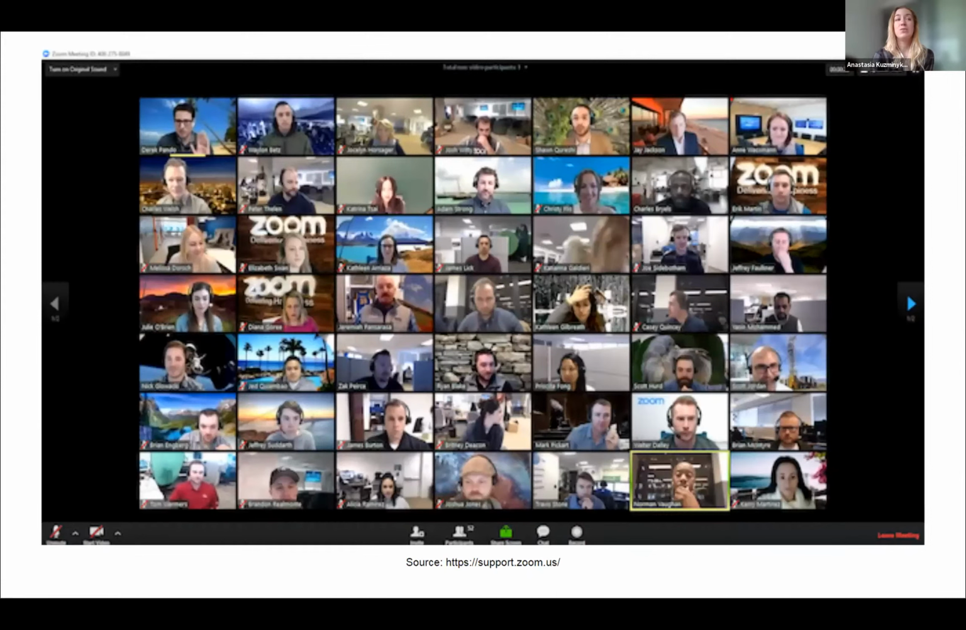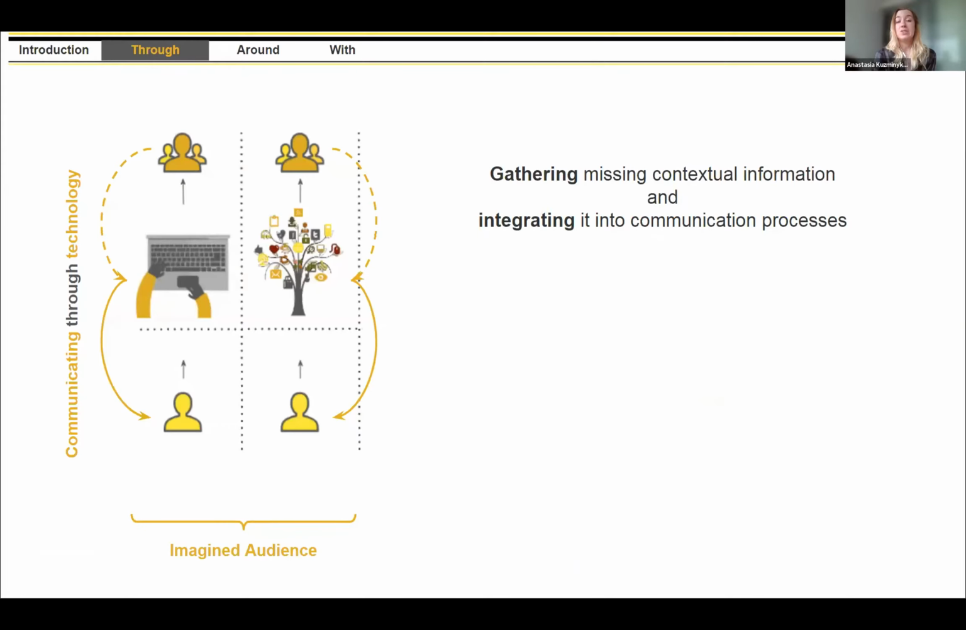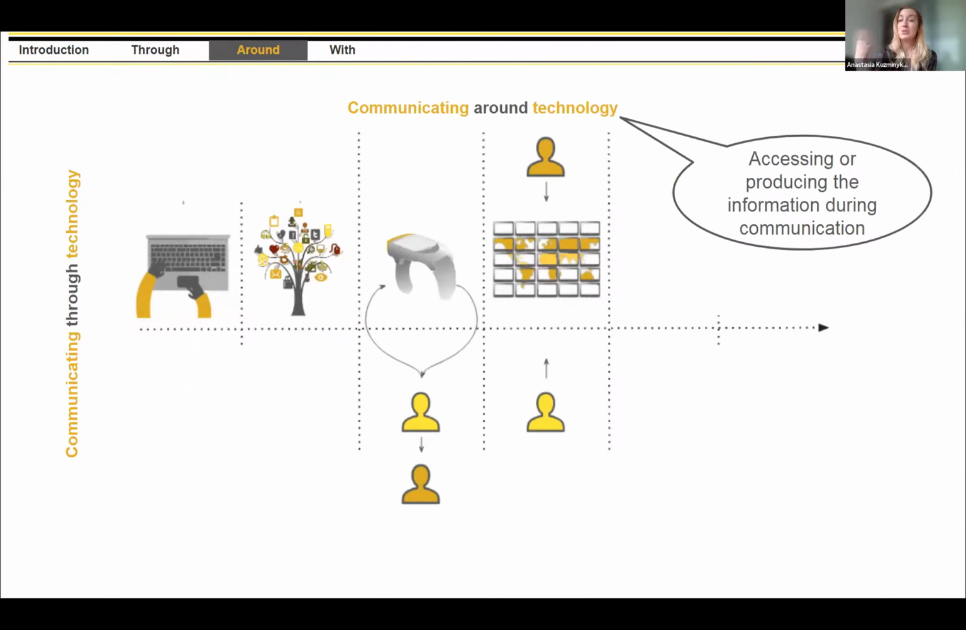Same with Zoom, right? For instance, what we're doing right now, as I said, let's say I have no idea what's going on with you right now there. And even if everybody would have their videos on, there is still a lot of this context about the audience that is missing. Okay, so when we communicate through the system, it needs to gather and integrate this information into communication.